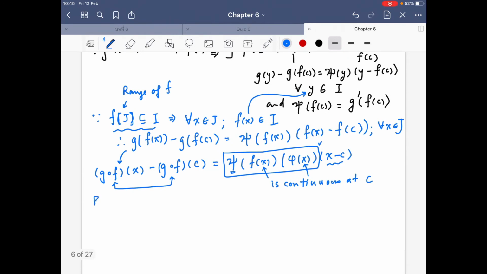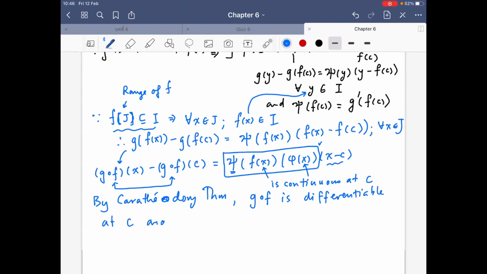Okay, so by this theorem, we can conclude that your g∘f is differentiable at the point c, and (g∘f) prime is actually the function value, this function value, as you replace your x by c.